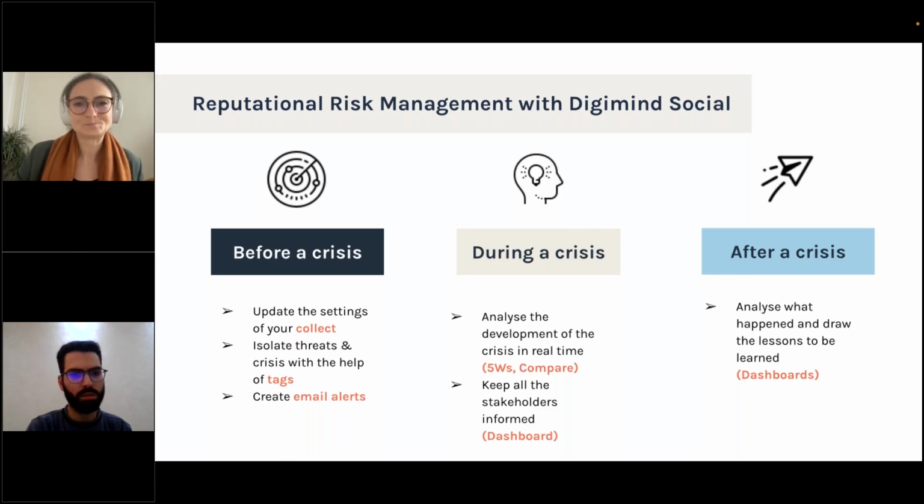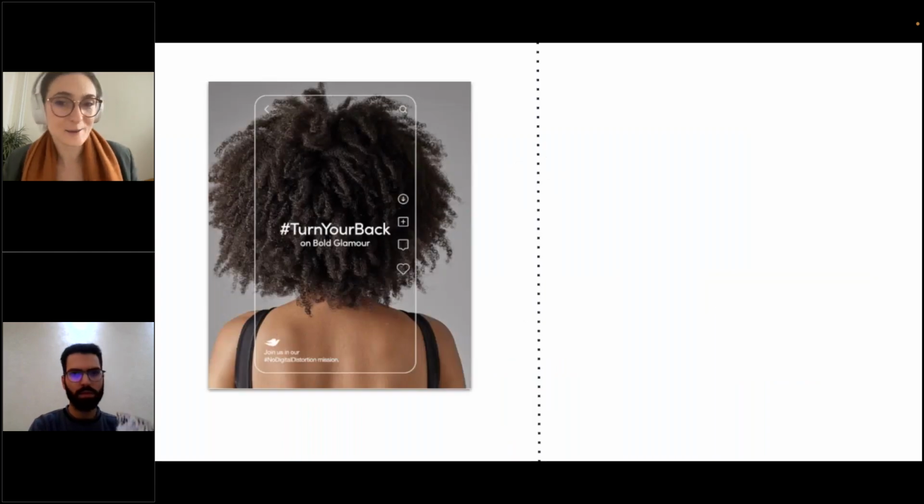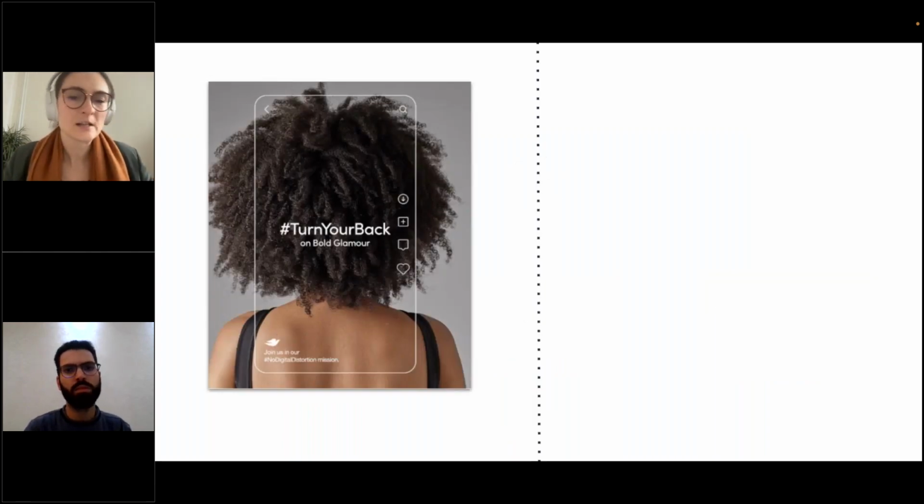Okay, so we took an example to illustrate all of this. If some of you have attended our previous learning lab that was dedicated to campaign analysis, we took the example of Dove and a marketing campaign that they ran this year, Turn Your Back, where they took position against the usage of beauty filters on TikTok, on Instagram. And it was a campaign that was very well received. They received a lot of appraisal, a lot of awards.